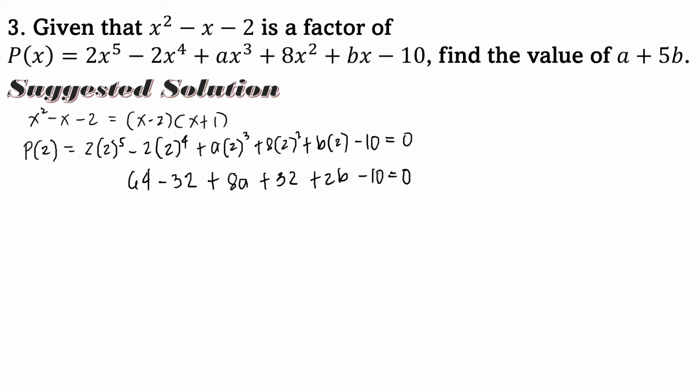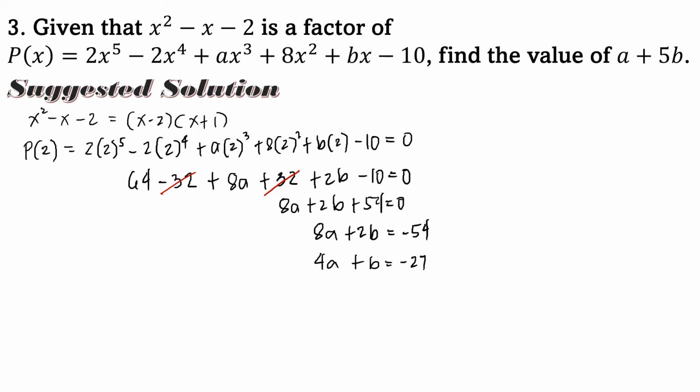Sa nag-result na equation, meron tayong negative 32 plus 32. Ito ay equal sa 0. Meron tayong 8a plus 2b, 64 minus 10 is 54 equals 0. Subtract tayo ng 54 sa both sides. Ang maiiwan na lamang ay 8a plus 2b equals negative 54. Divide natin all terms ng nag-result na equation by 2. Magkakaroon tayo ng 4a plus b equals negative 27. Label natin ito as equation 1.